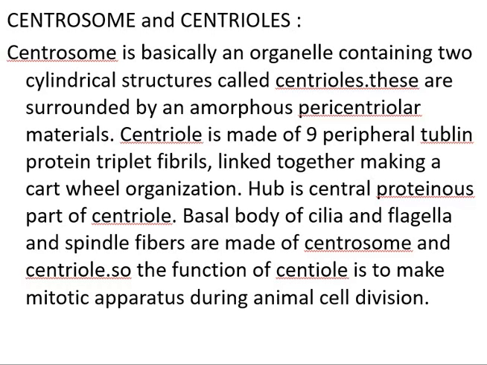Centrosome is basically an organelle containing two cylindrical structures called centrioles. These are surrounded by an amorphous pericentriolar material. Centriole is made of nine peripheral tubulin protein triplet fibrils linked together, making a cartwheel organization. And the hub of this arrangement is the central proteinous part of the centriole. Basal bodies of cilia and flagella and the spindle fibers are made of centrosome and centriole. So the function of centriole is to make the mitotic apparatus used during animal cell division.